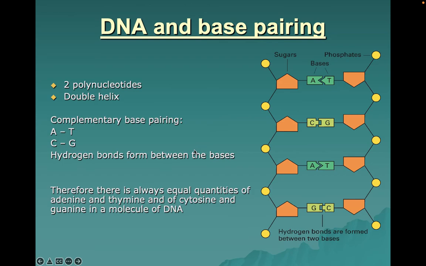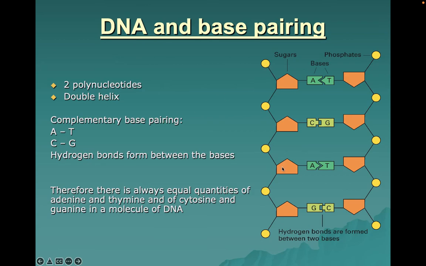And another really important thing to notice about these diagrams is that there is a particular way in which the bases are paired up. So adenine or A is only allowed, if you like, or able to bond with thymine or T, and cytosine or C is only allowed to pair up with guanine or G. So that is an important rule to remember, and this rule is known as complementary base pairing.